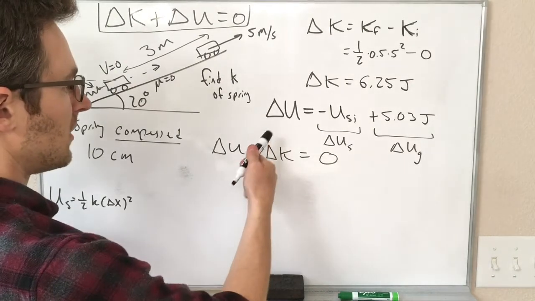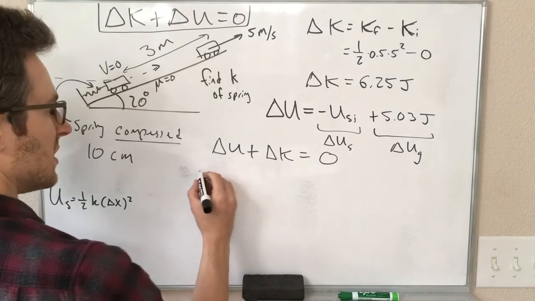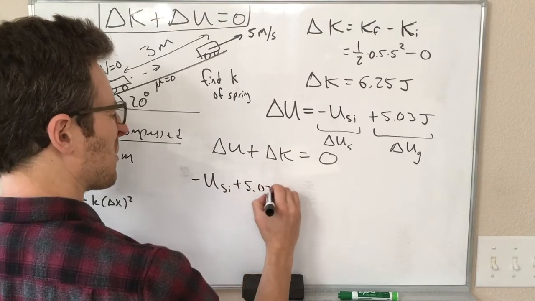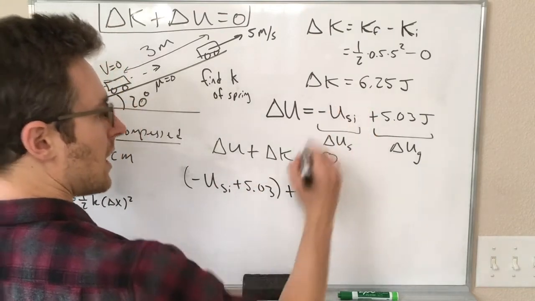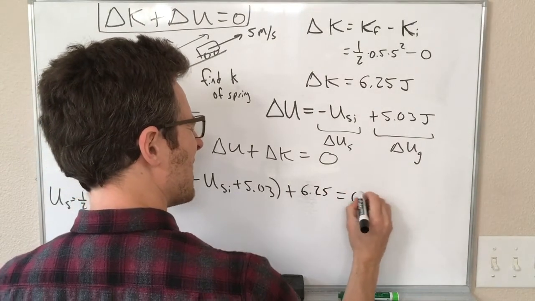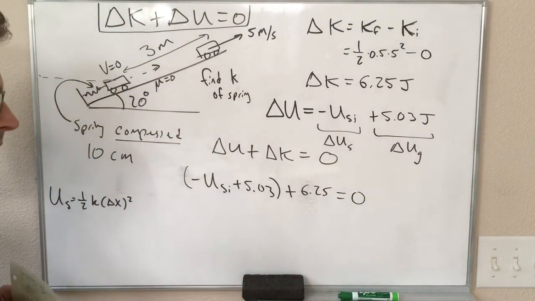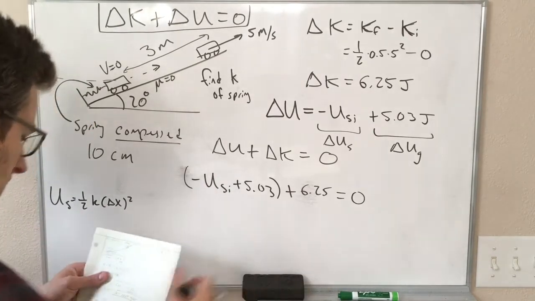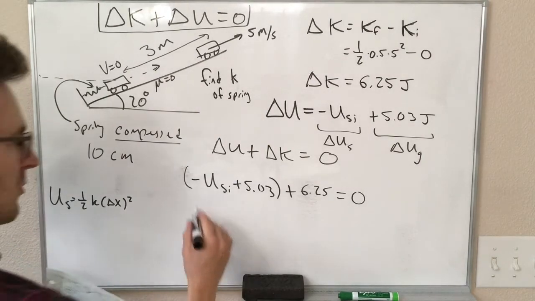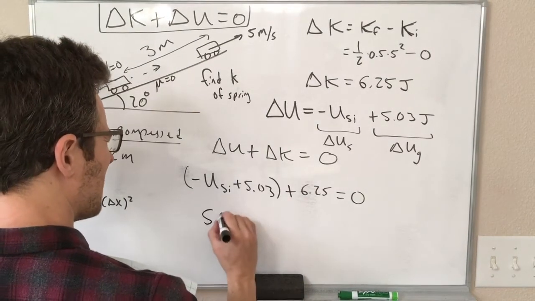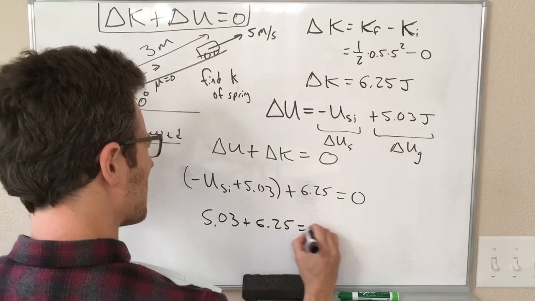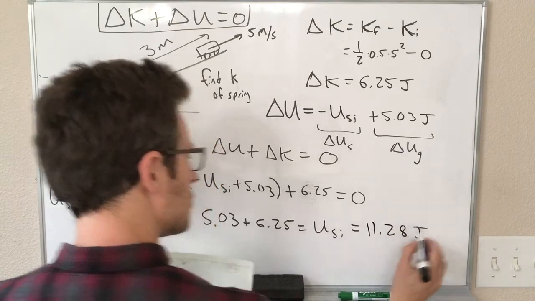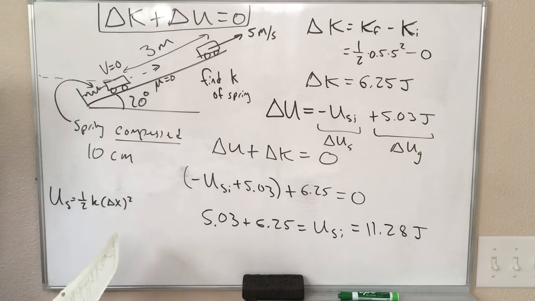So this is awesome. Now we know that this is equal to minus U of the spring initial plus 5.03 plus delta K, which is 6.25, and that is equal to 0. So moving USI onto the other side, we get 5.03 plus 6.25 is equal to USI, which equals 11.28 joules of energy that started in the spring.